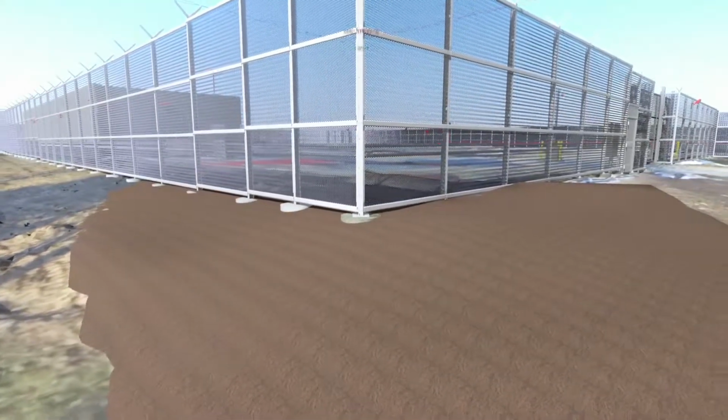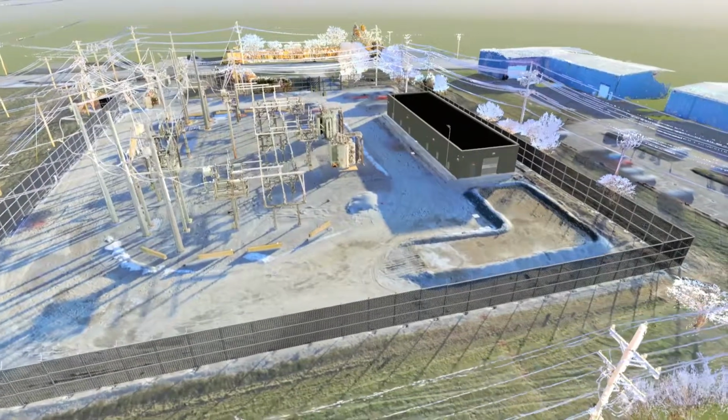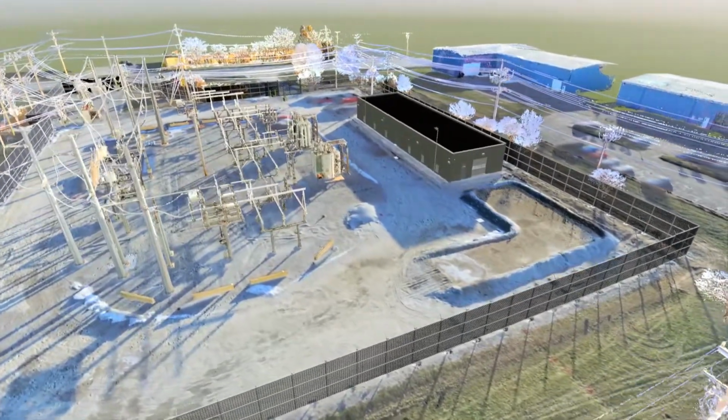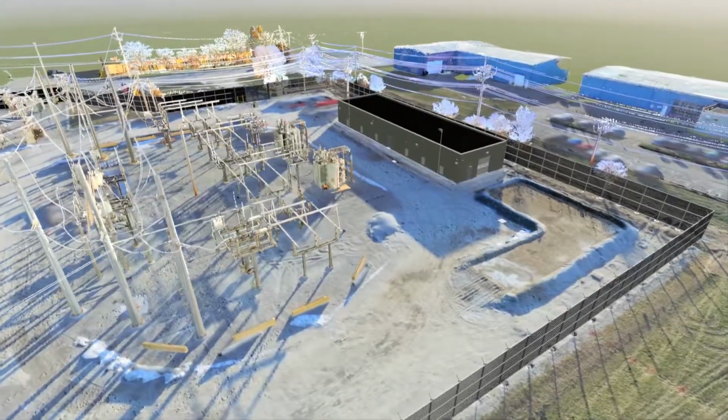One of the outputs of the design effort is a 5D model that couples the 3D spatial components with schedule constraints and cost-related information.